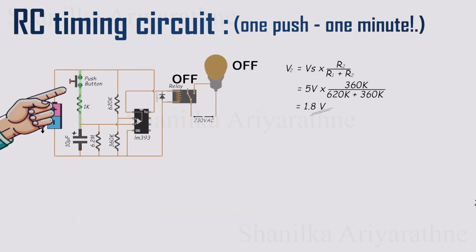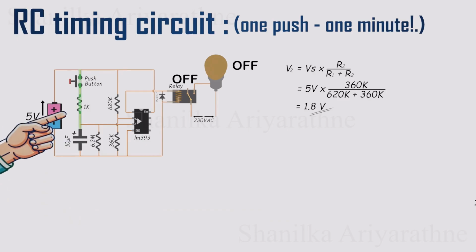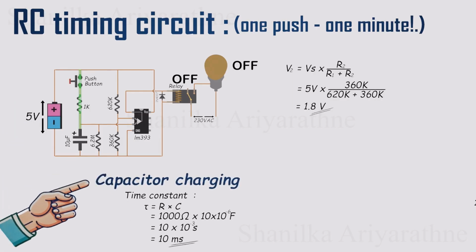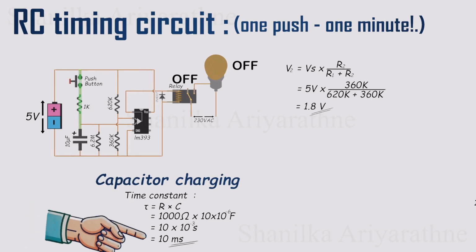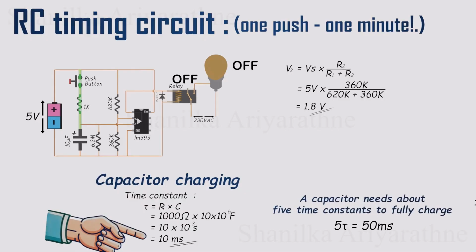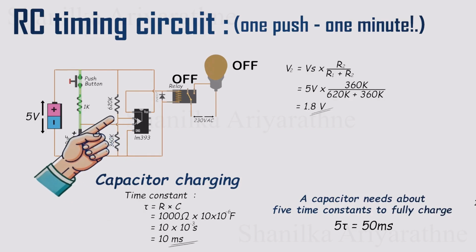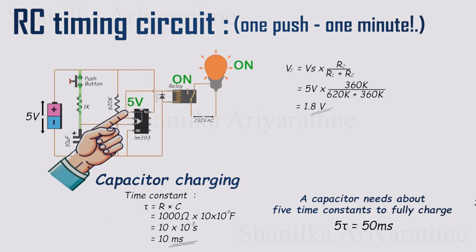When we press the push button, the capacitor starts charging through a 1 kilo ohm resistor. The time constant for charging is RC, which is 1 kilo times 10 microfarads, giving us a time constant of 10 milliseconds. Since a capacitor needs about 5 time constants to fully charge, we only need to hold the push button for about 50 milliseconds. That's a very short time, perfect for a normal push button press. After about 50 milliseconds, the voltage at pin 3 reaches around 5 volts. At that point, the relay is energized and the light turns on.